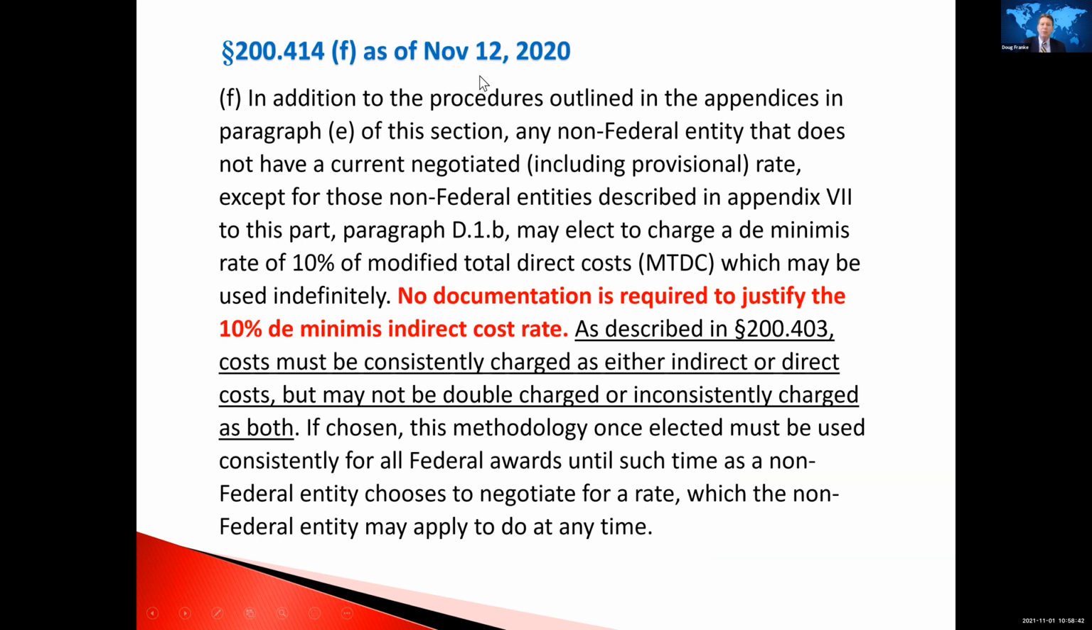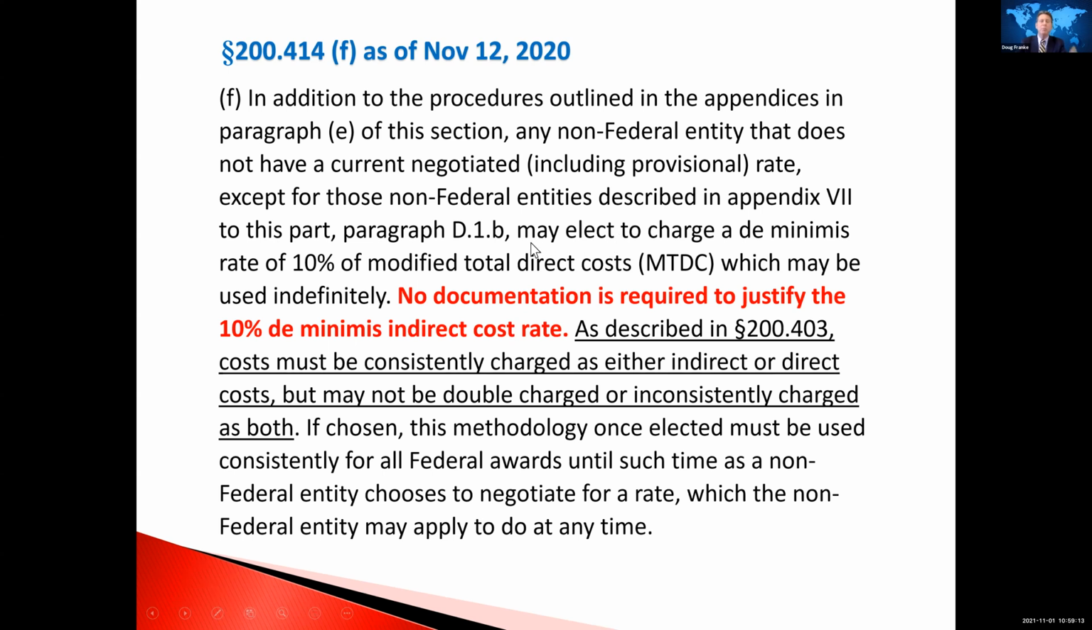As I said, November 12th last year, section 414F, this is where it talks about the 10%. In addition to the procedures outlined in Appendix E above, paragraph E, which is how to calculate your NICRA, which you're not going to do. It's Appendix 4 if anyone wants to go there. It says any non-federal entity, you, that doesn't have a current NICRA, except for American Indian tribes and Eskimos, which is not you.